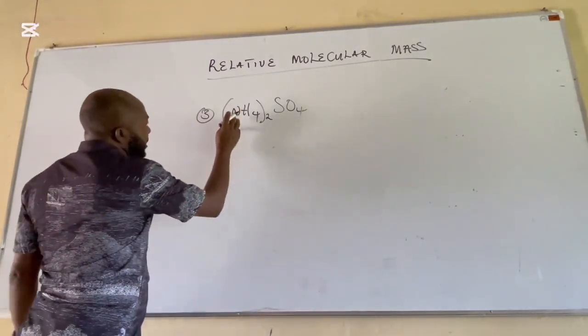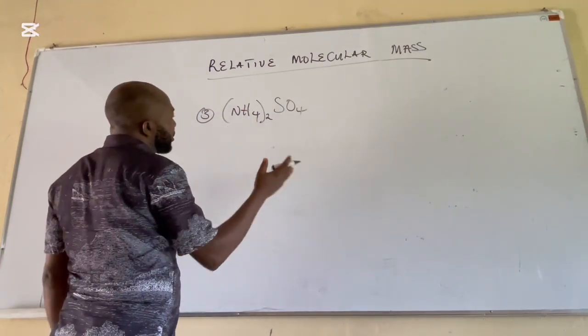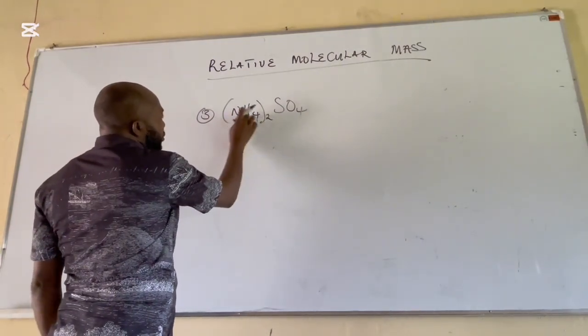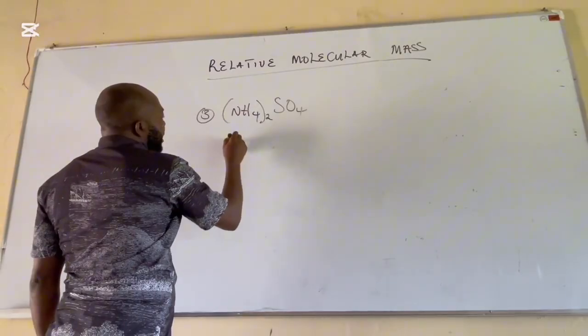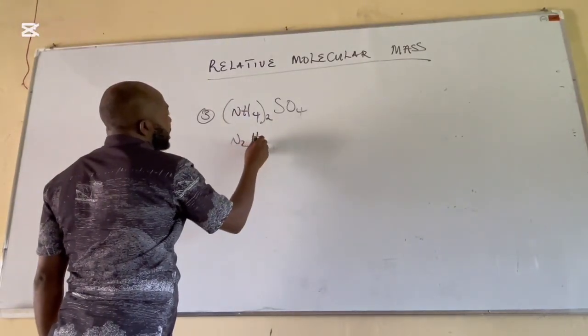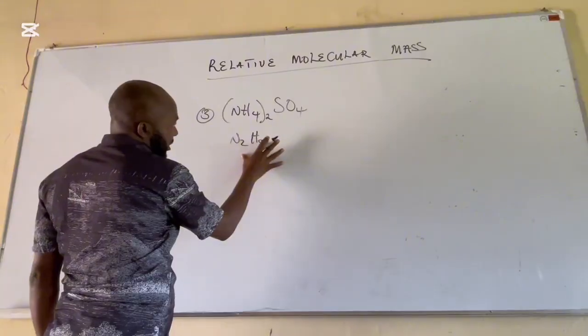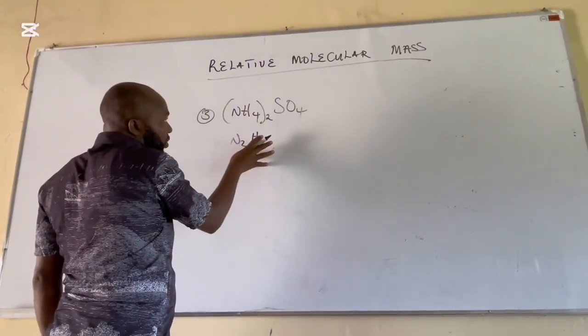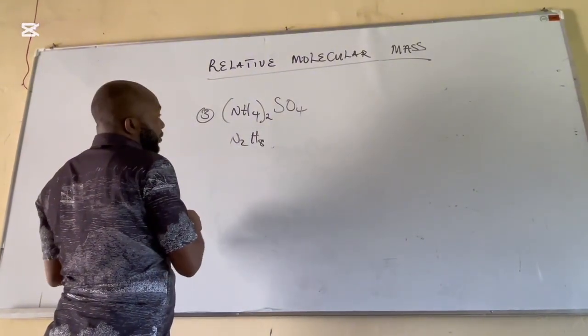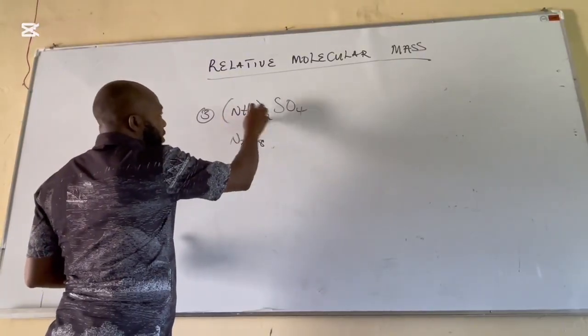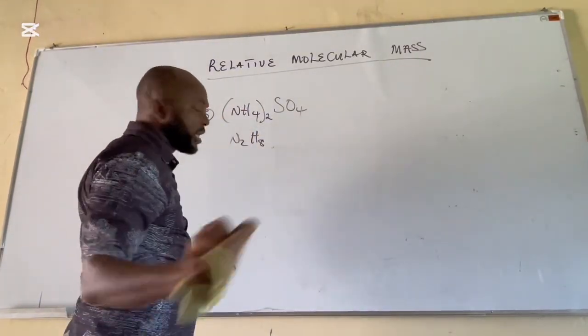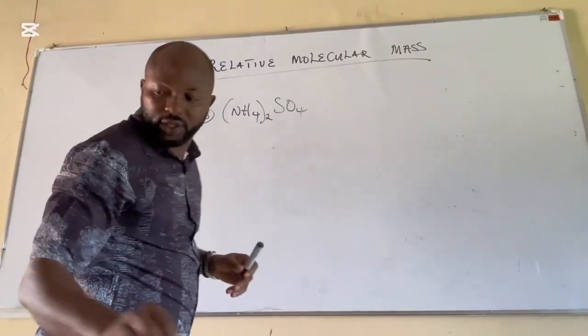In that sense, some persons may prefer to put in the 2's first. So this will be N2H8. But for those who choose to deal with it this way, I prefer to finish all of this and multiply through with it. So let's deal with the other method.